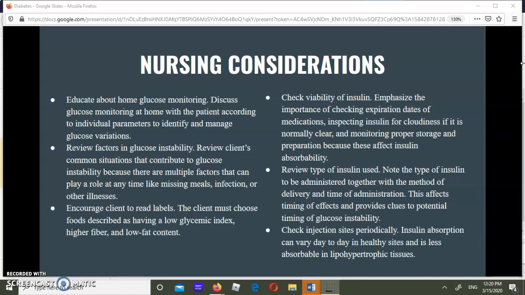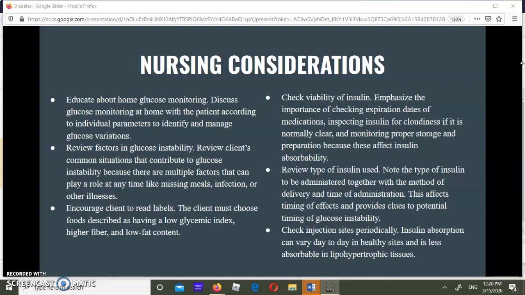Encourage client to read labels. The client must choose foods described as having a low glycemic index, higher fiber, and low fat content. Why low glycemic index? Because the lower the glycemic index, the fewer spikes in the glucose levels happen in a short time. High fiber and low fat content.